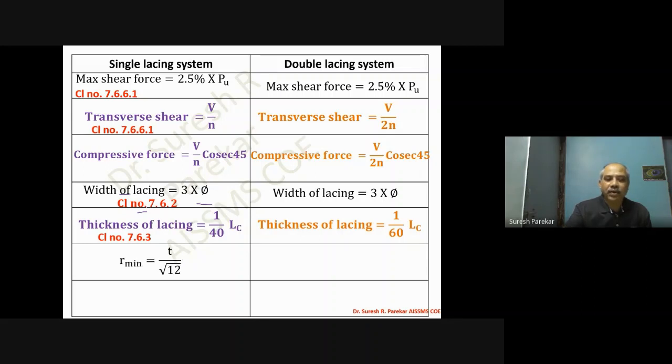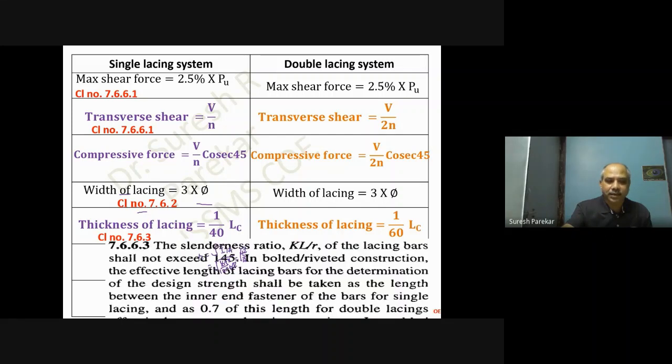Then R minimum we have as t by root 12. Actually, we are going to find that R is equal to the root of I by A. And I is bt cube by 12 and A is b into t. In this b cancels, one t cancels, and we get root of t square by 12, and t comes outside, with root 12 below, because we have a flat, and for a flat we have b d cube by 12. Same for double lacing system.